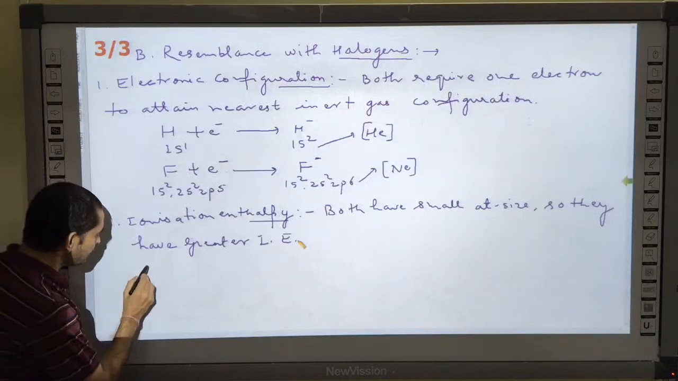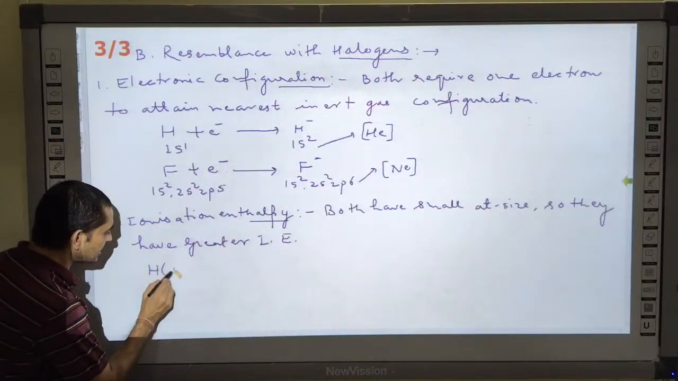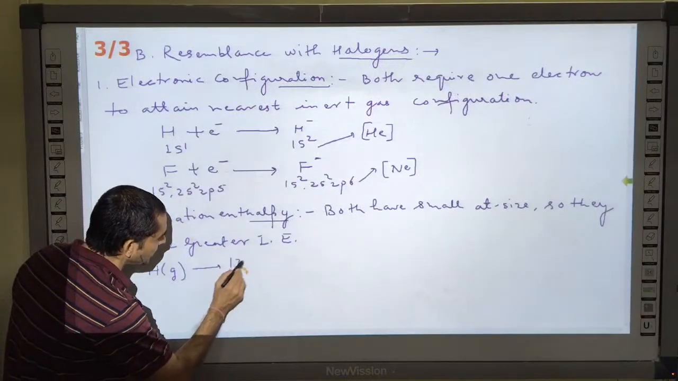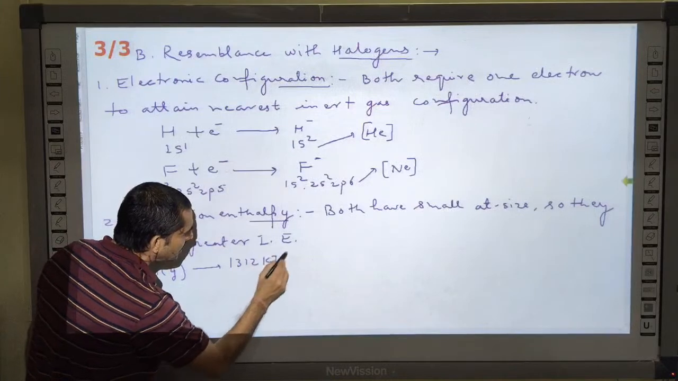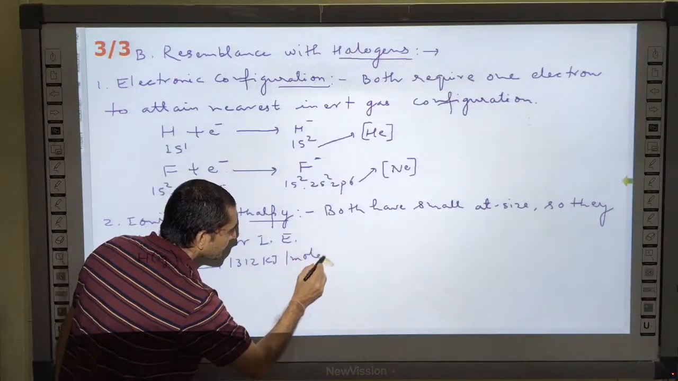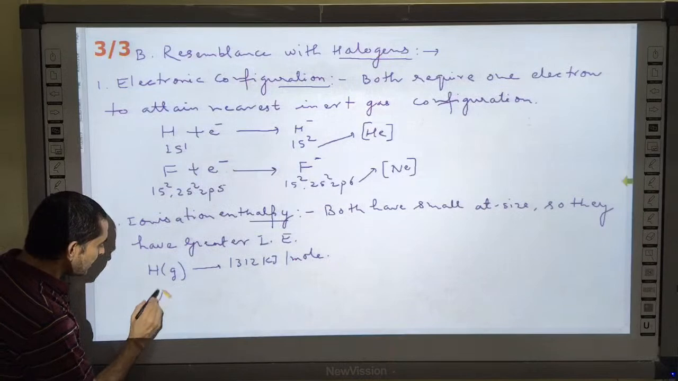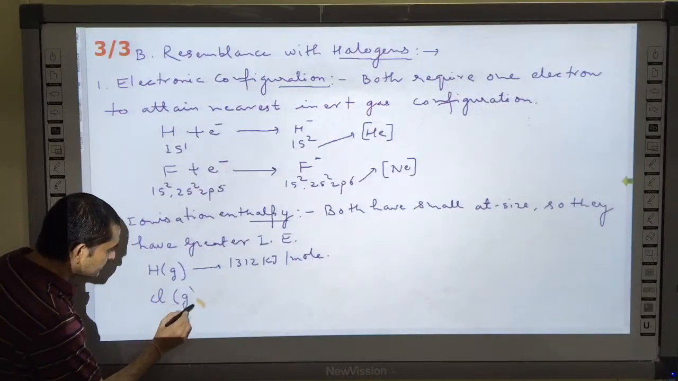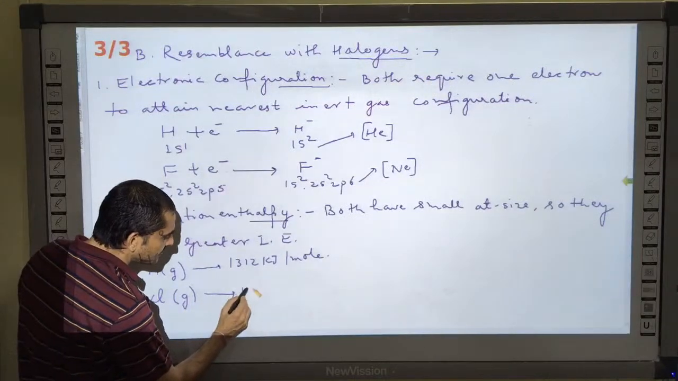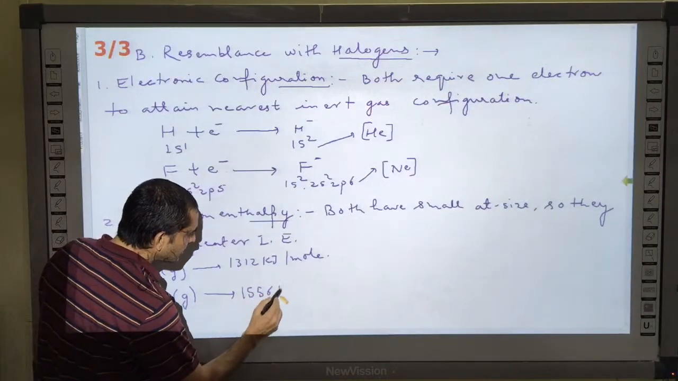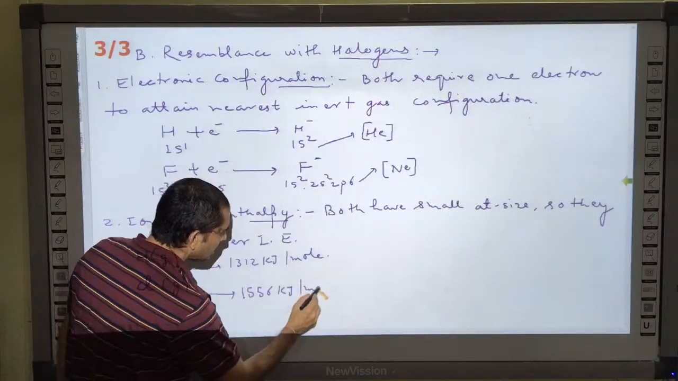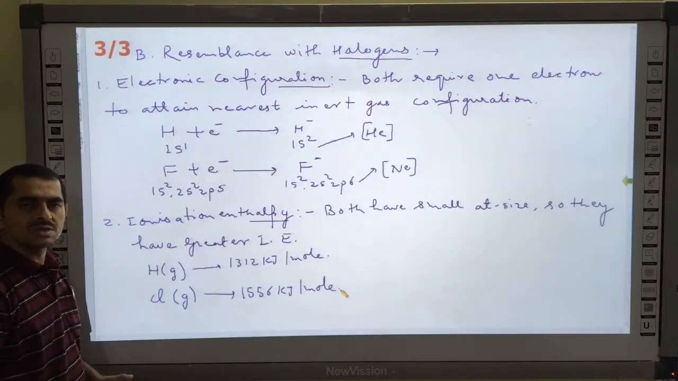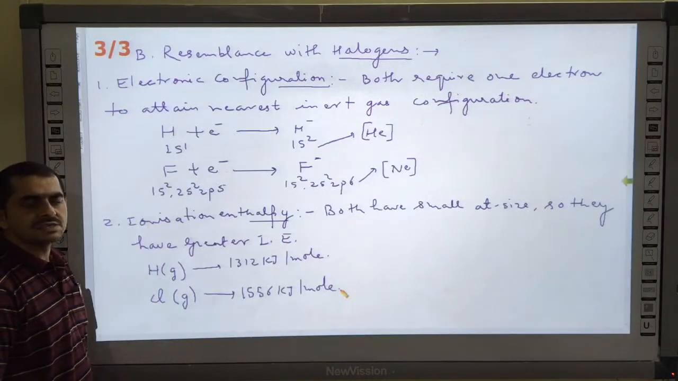Okay, hydrogen. This is hydrogen in gaseous state. Its ionization enthalpy is near about 1312 kilojoule per mole. If you are writing chlorine in gas state, Cl, its ionization enthalpy is 1556 kilojoule per mole. Now you see that both hydrogen as well as halogens have greater ionization enthalpy.